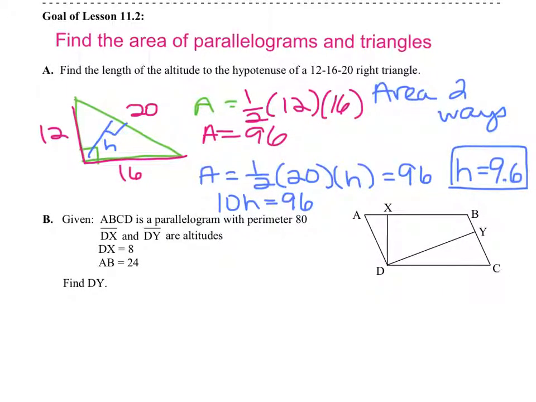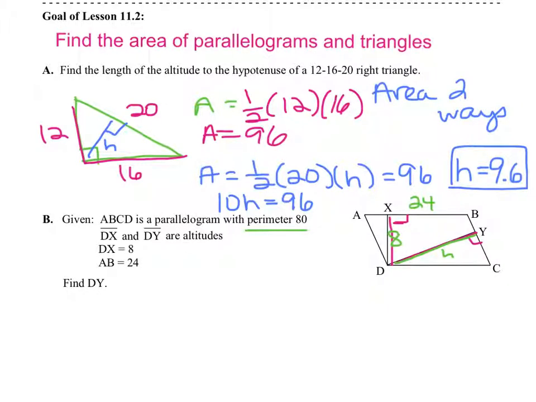In problem B, we are given that segment DX and segment DY are altitudes in our parallelogram. So I'm going to go ahead and put the right angles in right away. If DX has a length of 8 and segment AB has a length of 24, and the perimeter of the parallelogram is 80, we can definitely find segment DY's length, I'm going to call it height, again, like in part A, using area two ways.